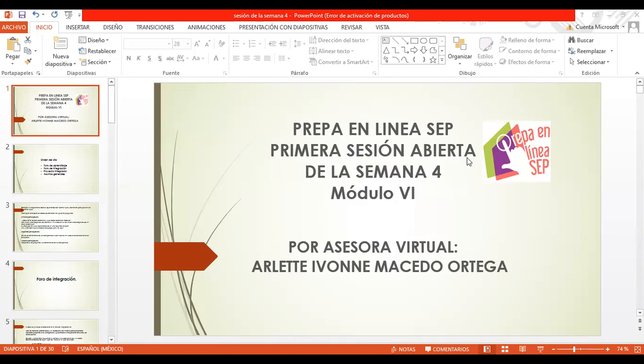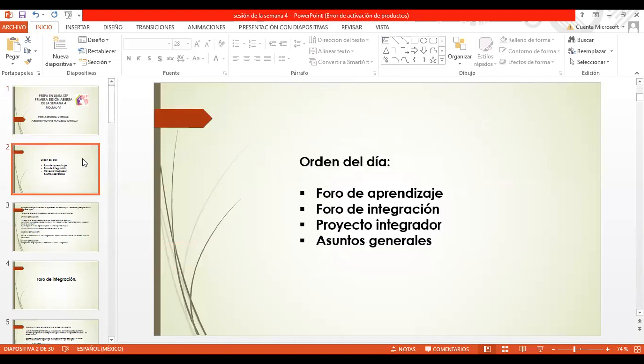In this session, we are going to see how to answer the learning forum, the integrative forum. We are going to see some aspects about the project that you have to be doing this week and some general issues. So welcome everyone, and let's start.